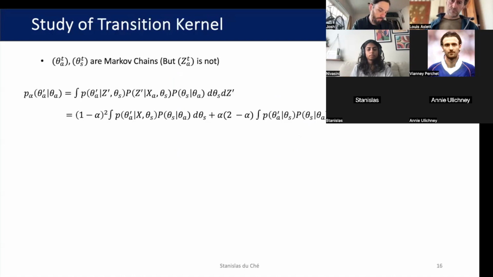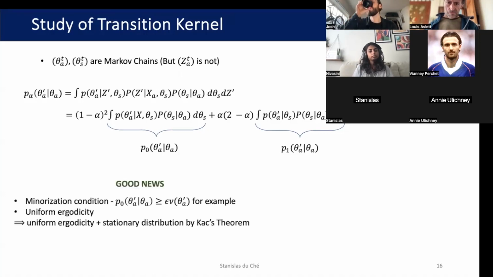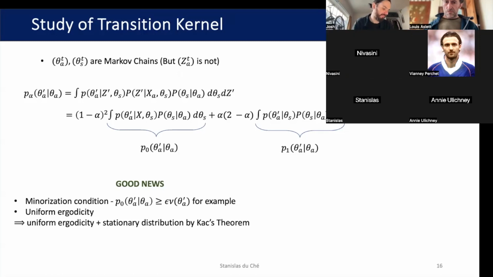What we can see is that by integrating out and taking the marginal transition kernel on only theta A, we have a mixture of kernels. The mixture is between the case when we don't add any synthetic data, and the case in which there is only synthetic data. So good news: if we have strong assumptions, a sort of minorization condition and uniform ergodicity of either the first kernel or the second one, we can derive the uniform ergodicity and stationarity of the mixture of kernels.